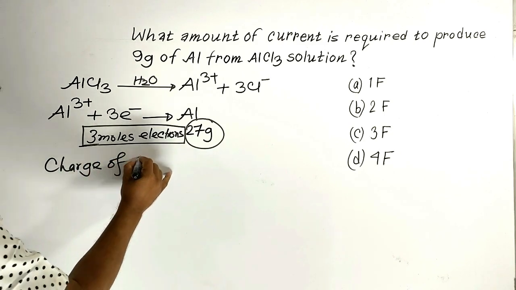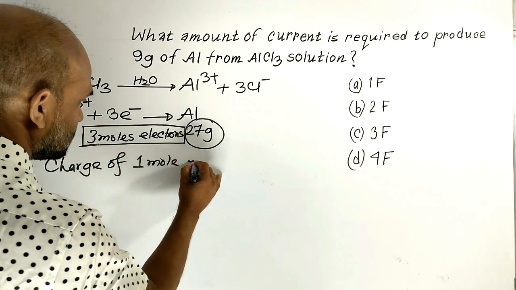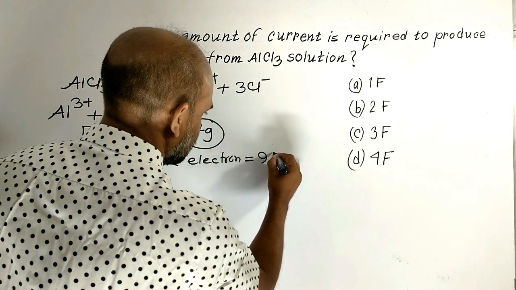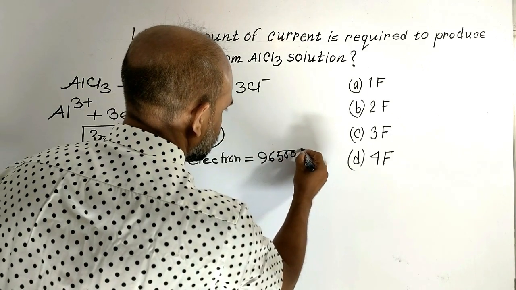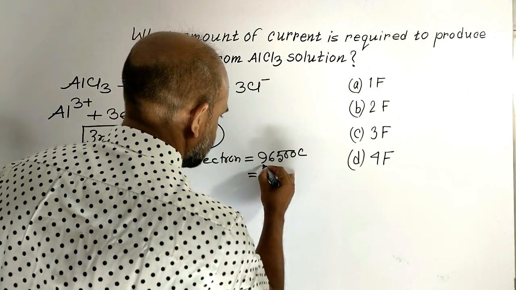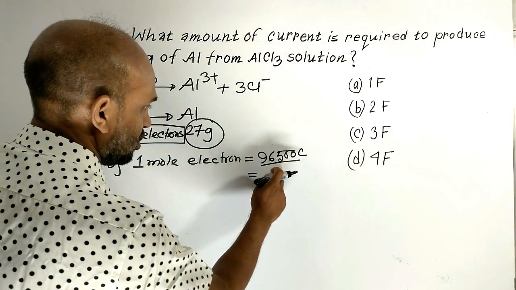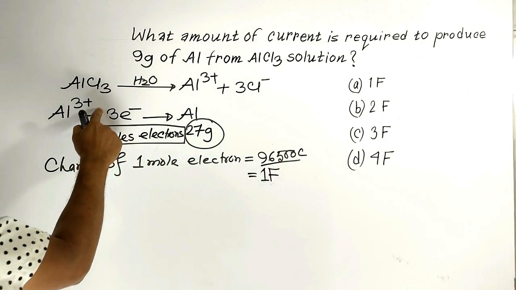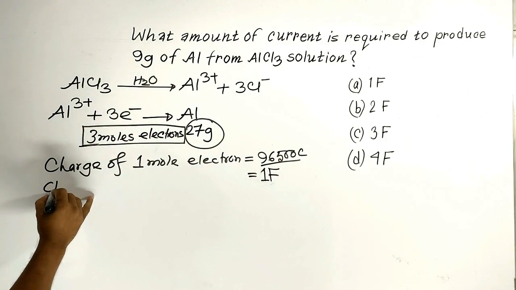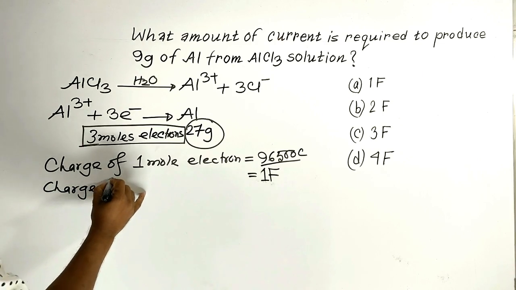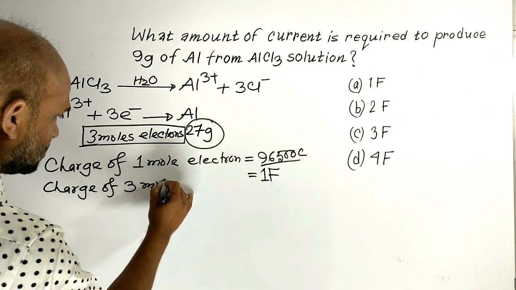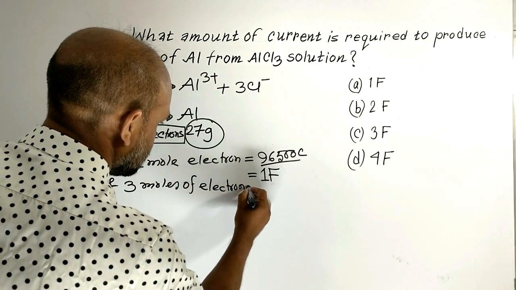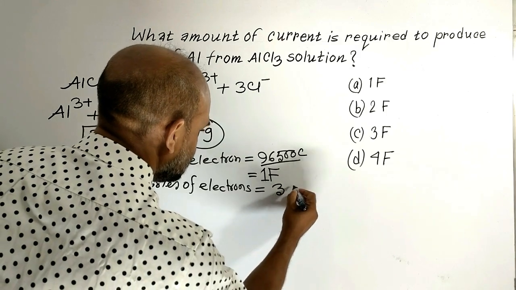charge of 1 mole electron is equal to 96,500 coulomb, and 96,500 coulomb is equal to 1 Faraday. That is here, charge of 3 moles of electrons is equal to 3 Faraday.